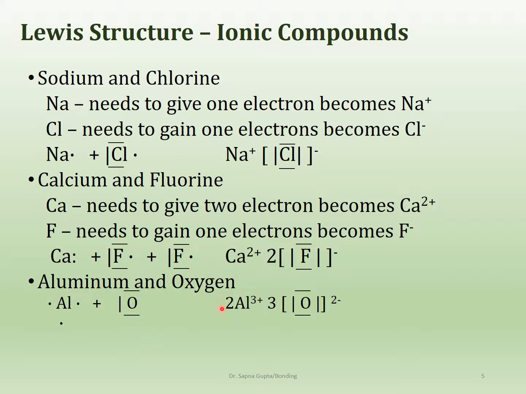And so then you write 2Al3+ for the aluminum because you needed 2 aluminum over here, and then we need 3 oxygens with 2 negative each. All right, and then again here this shows the stable octet, okay, with the 8 electrons. So the 3 actually goes again outside the bracket, not inside the bracket.